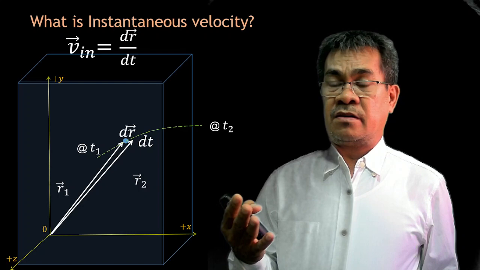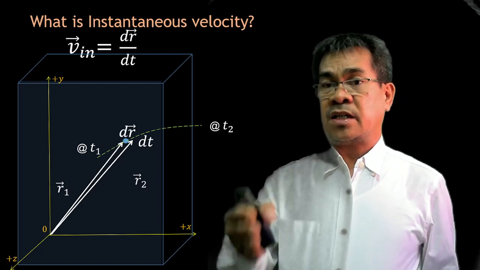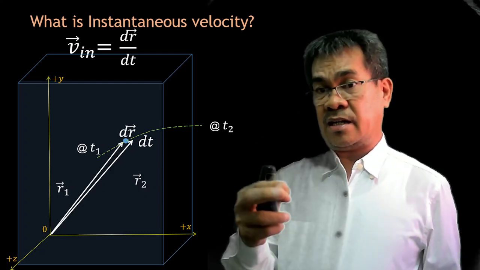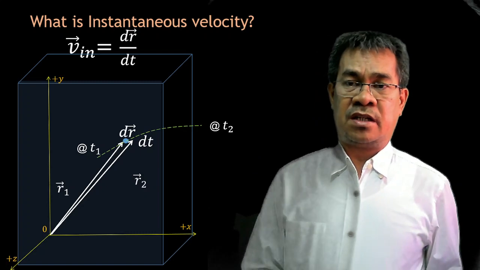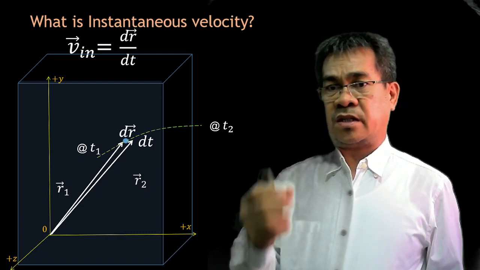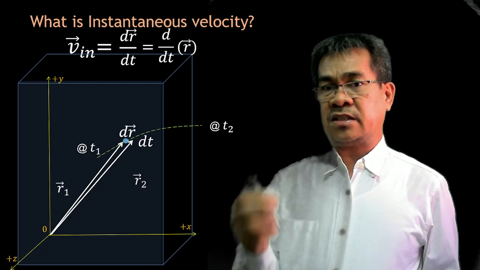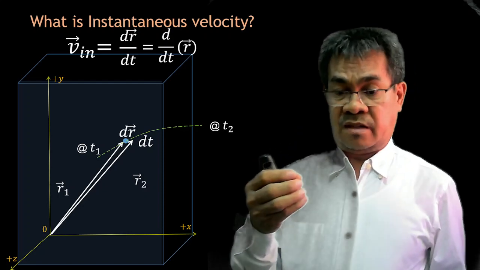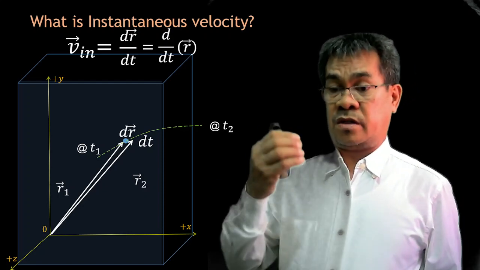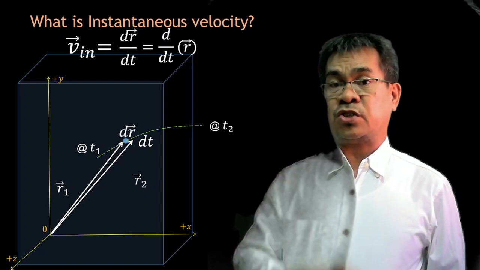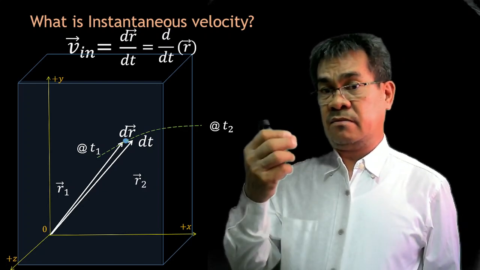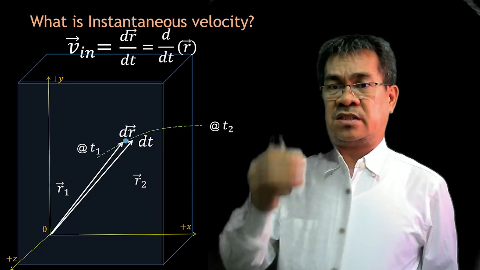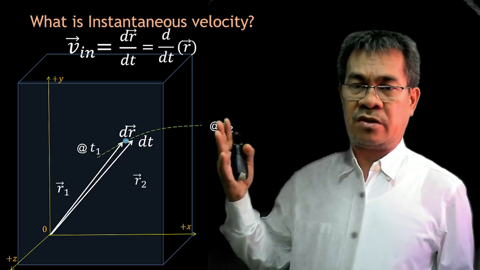So therefore, we can say that the instantaneous velocity is the derivative of r with respect to time, meaning dr over dt. In calculus, it reads as the derivative of r with respect to t. Or we can rewrite this as d/dt of r, where d/dt is the derivative operator, and the operator operates on the position vector r. So the derivative of position with respect to time is d/dt of r. So you have to recall your calculus.